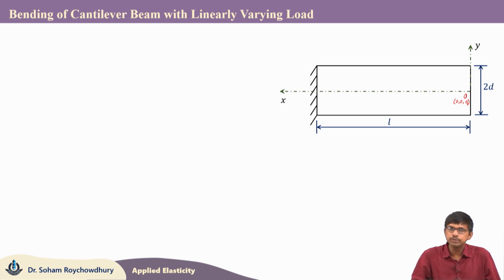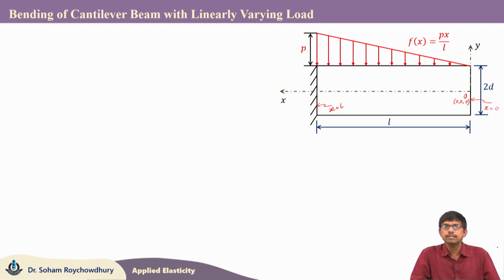x equals to 0 refers to the free edge. So, this edge is x equals to 0, whereas x equals to L refers to the fixed edge, that is on the left hand side. Now, coming to the loading, you can see this Fx is the linearly varying distributed load intensity, which is equal to P x by L. So, at x equals to 0, that is at the right hand side at the free edge, if you put x equals to 0, Fx will be 0.